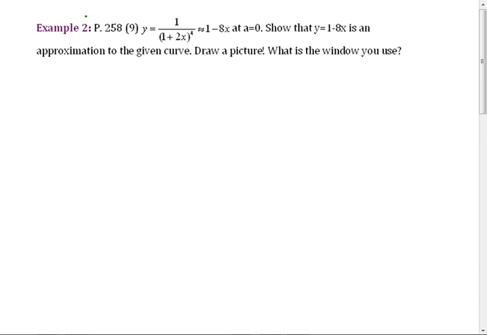Okay. I'm going to give you a problem to try. I don't know if that's the real problem out of this book, out of the old book. I don't remember. But it says y is equal to this function. I want to show that the tangent line approximation at a equals 0 is 1 minus 8x. Let's graph that anyway. Do you have any idea what that looks like?